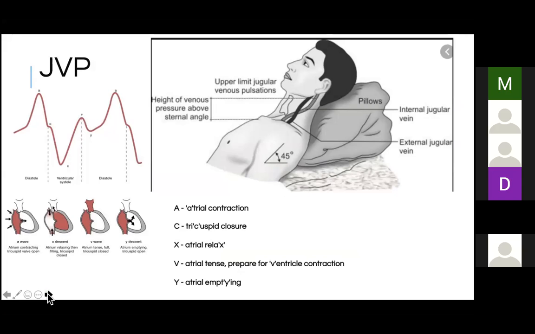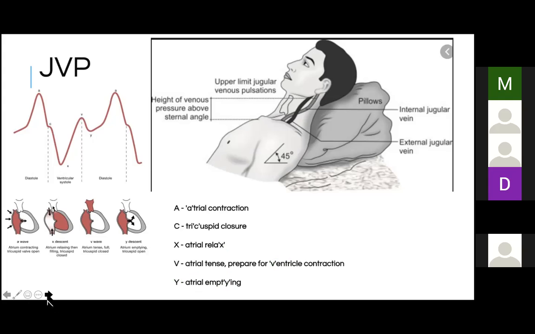Okay, so moving on to the JVP now. Because we have quite a mixed audience, I'm not going to go into too much detail about the JVP, but we'll just look at the several different waves in the JVP, but in terms of clinical examination, you don't need to worry about that. But a nice mnemonic that I've always used is, if you're looking at this, the A wave indicates atrial contraction, C is tricuspid closure, X is atrial relaxation, V is preparation for ventricular contraction, and then Y is the atrial emptying.